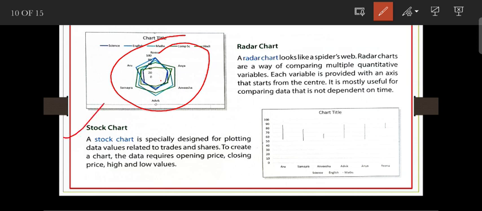Next is the stock chart. A stock chart is specially designed for plotting data values related to trade and share. To create this chart, data requires opening price, closing price, and high and low values.